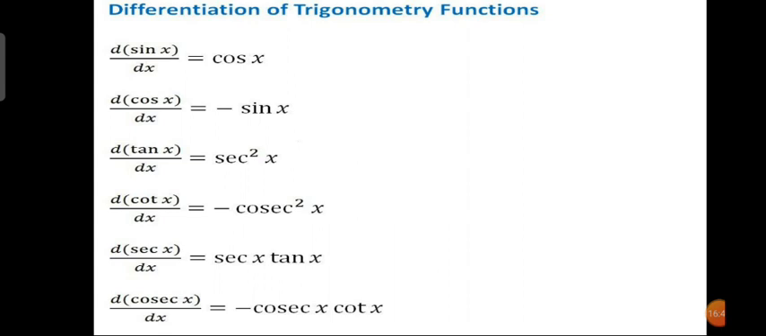So the derivative of sine function is cos, derivative of cos function is minus sine, and derivative of tan is sec square x, derivative of cot is minus cosec square x, derivative of sec is sec x tan x, and derivative of cosec is minus cosec x cot x. Okay, this is very important. Please study the differentiation of trigonometric functions also. Clearly given for you, study very well.